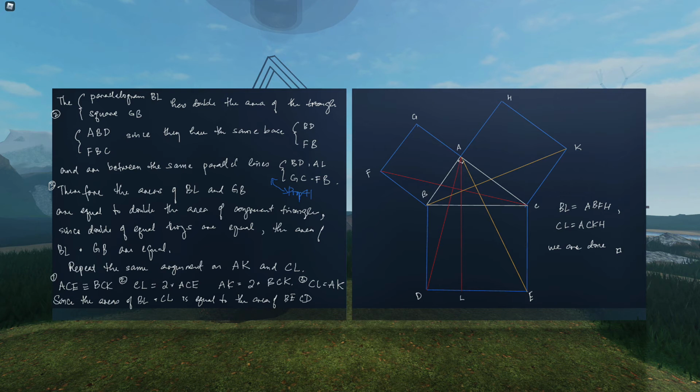Okay, so the last thing is that BL is the left half of the square, the right half of the square is CL. Basically this is just saying that BL and CL add up to the square. BL is equal to this, and CL is equal to this, so we're done. Cool, and that's Pythagoras' theorem.